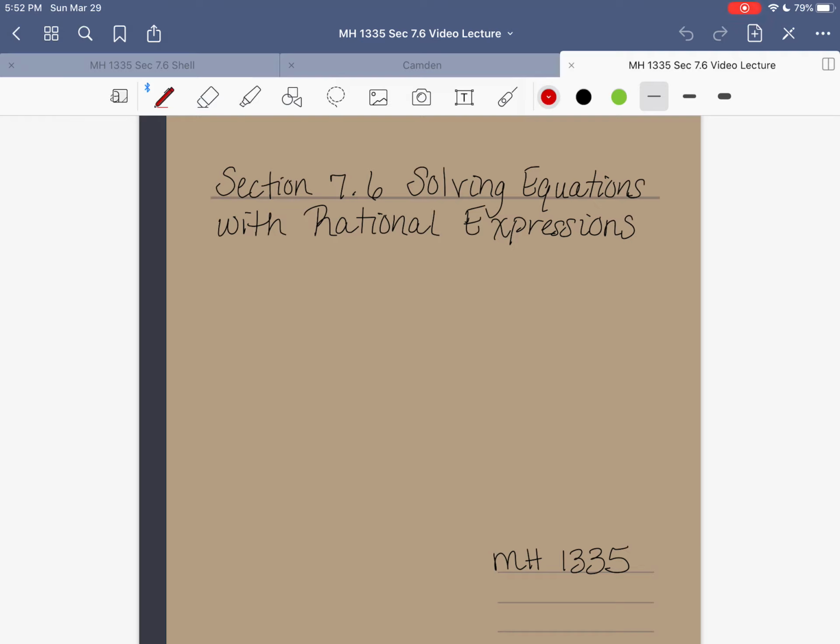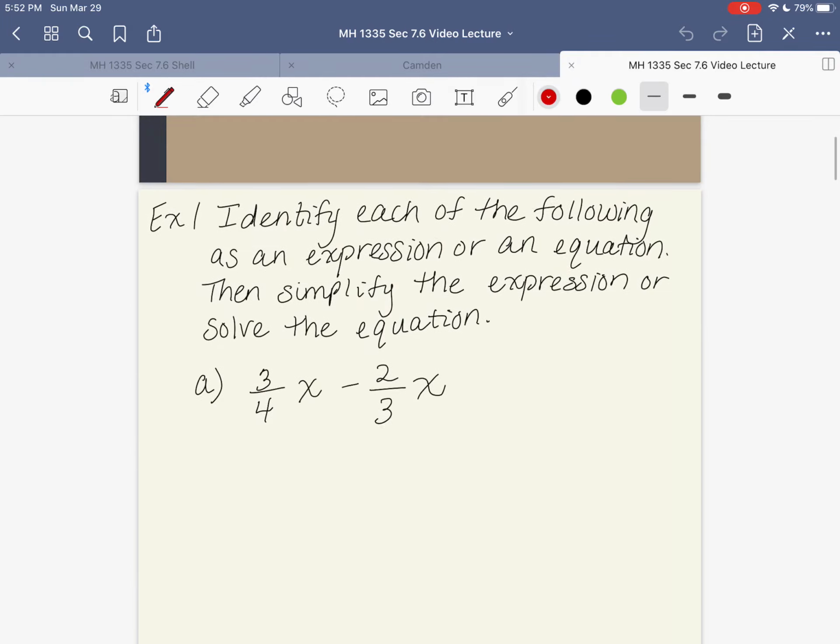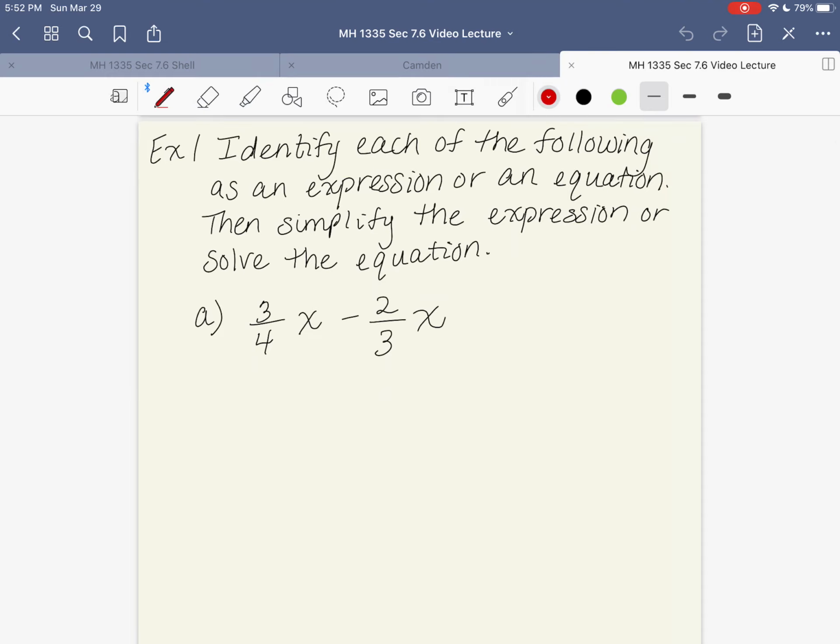This is the lecture for section 7.6, Solving Equations with Rational Expressions for Math 1335. All right, I will not be doing any editing in these videos, so if I make a mistake, I'll just try to go back and fix it, and we'll go from there.